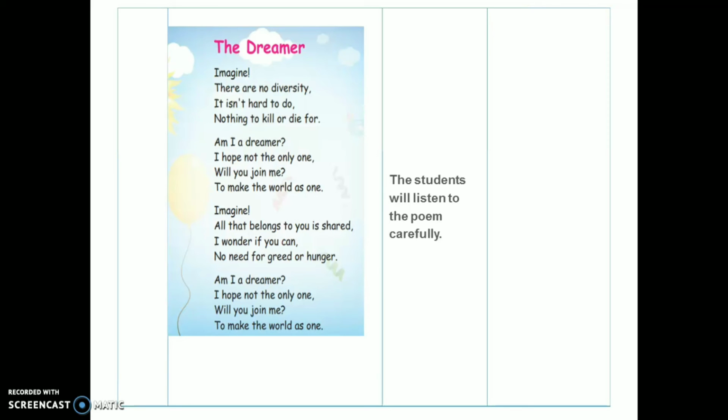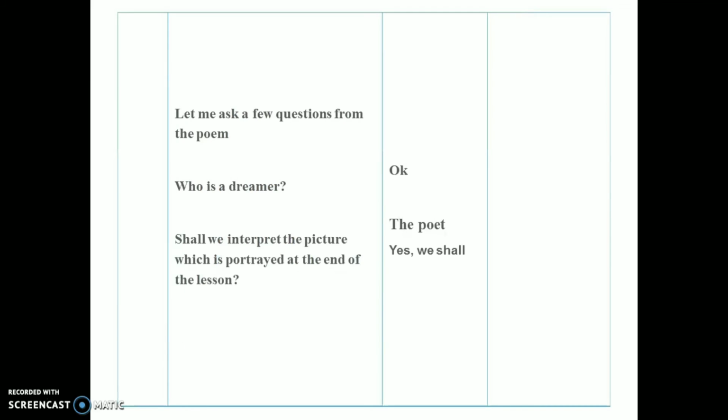Okay? In the presentation, the next step is the poem recitation. The teacher sings the poem and the students will listen to it. If we have time, we can make the students sing after us. The teacher reads the poem, and after that, the teacher can ask students some basic questions. Let the students answer them.